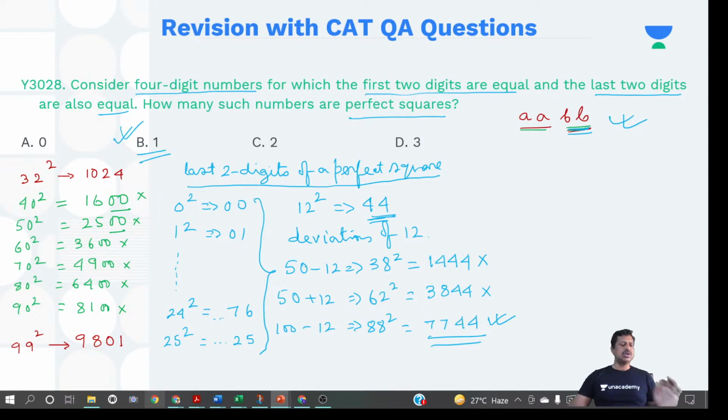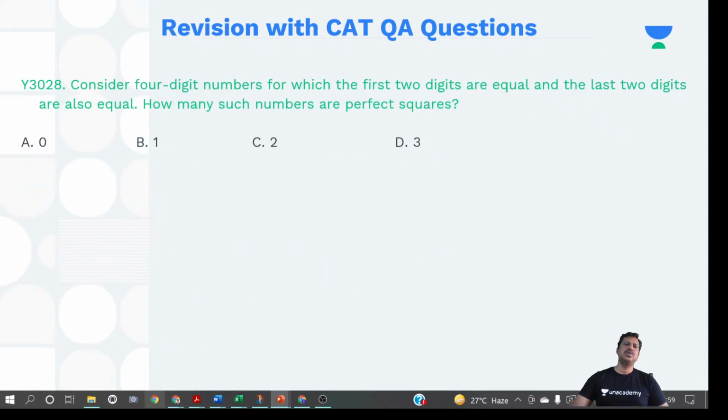So this question, this process, whatever I have showed you, is with respect to the characteristics of a perfect square and the last two digits of a perfect square. Now, if you don't want to do this, it's quite simple. The number is in the form of A, B, B. What is the value of this number? What are the place values? 1000, 100, 10 and 1. So this comes out to be 1000A plus 100A plus 10B plus B, and this should be equal to a perfect square.